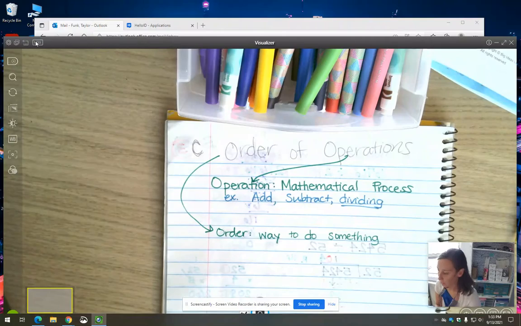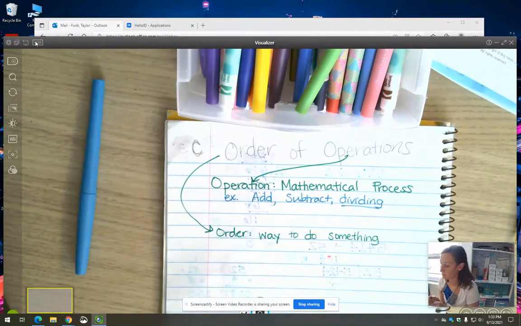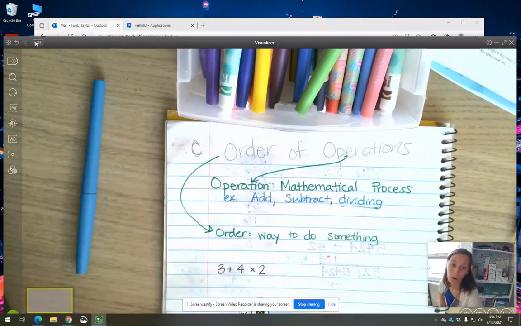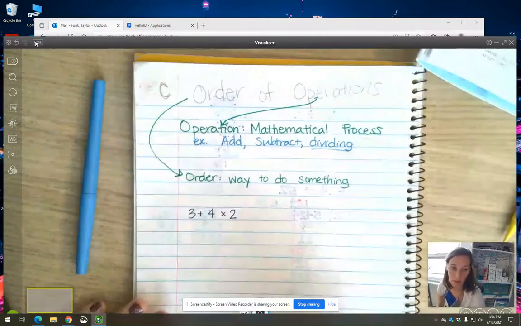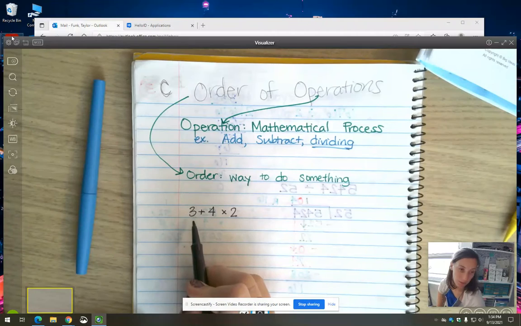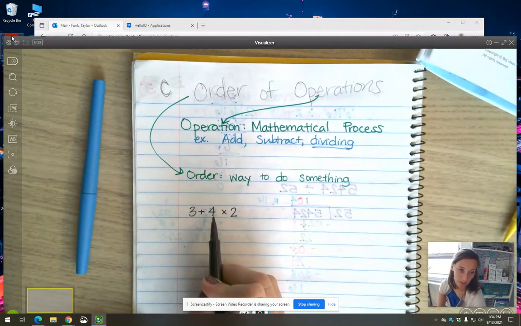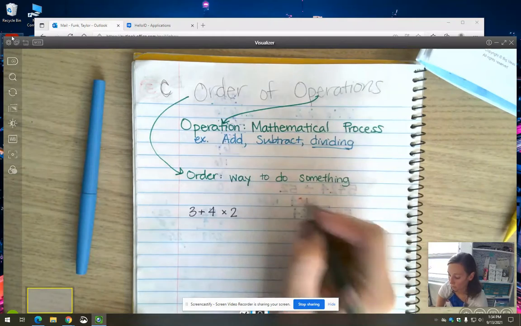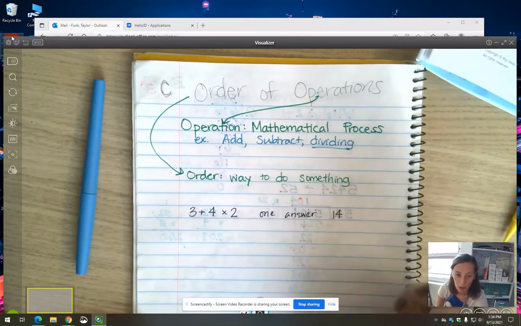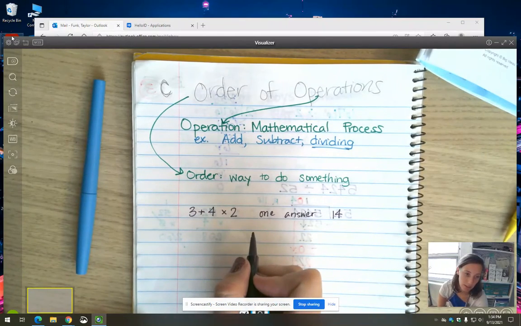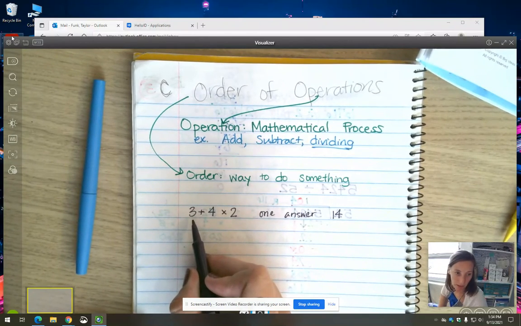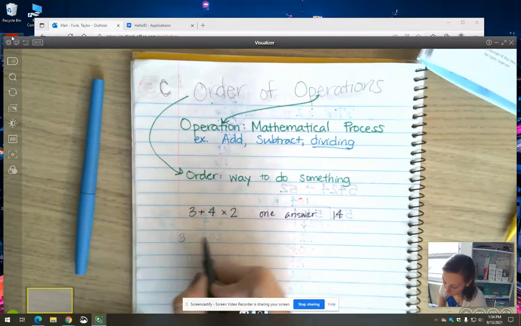So if we take a problem like 3 plus 4 times 2. One order or way of doing things is to go from left to right. That is how we read. And if we were to go from left to right, we would get 3 plus 4 is 7, 7 times 2 is 14. So one answer could be 14.